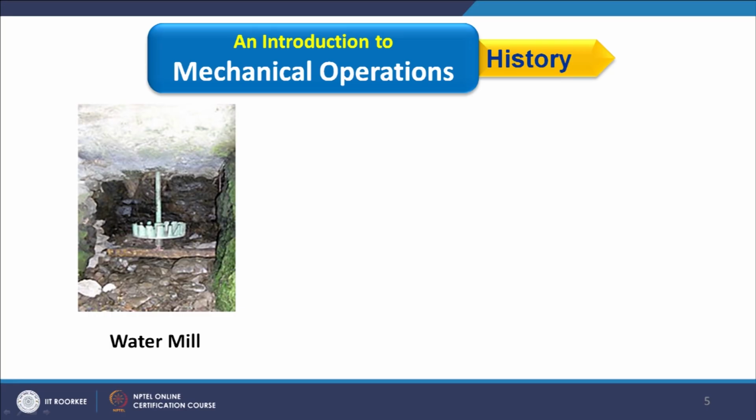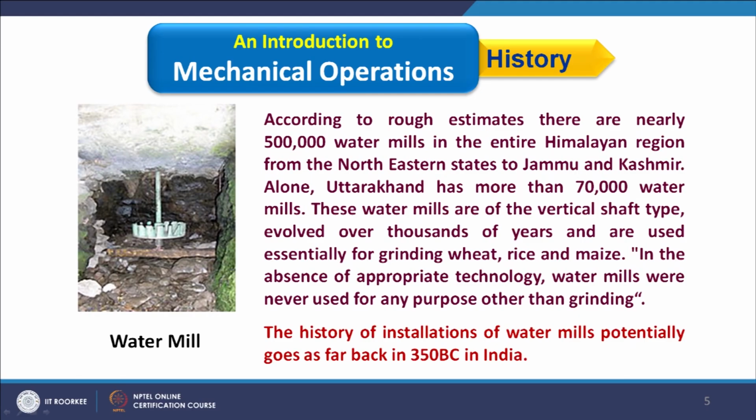So this water mill, when I am considering and relating this with history, according to rough estimates, there are nearly 5 lakh water mills in the entire Himalayan region, from the northeastern states to Jammu and Kashmir. Alone, Uttarakhand has more than 70,000 water mills. These water mills are of vertical shaft type, like I have shown over here, evolved over thousands of years and are used essentially for grinding wheat, rice and maize. In the absence of appropriate technology, water mills were never used for any purpose other than grinding.